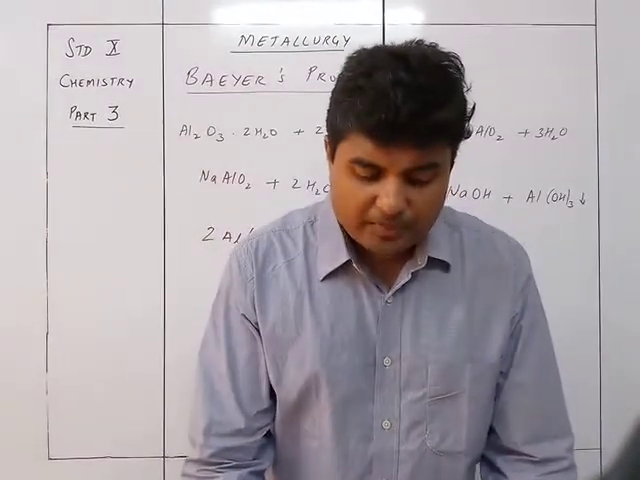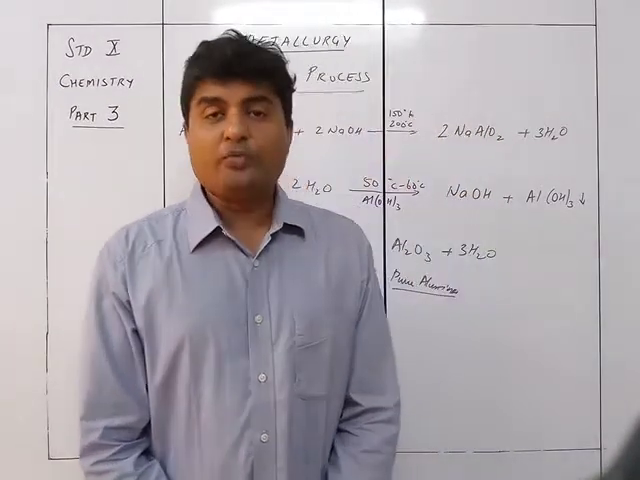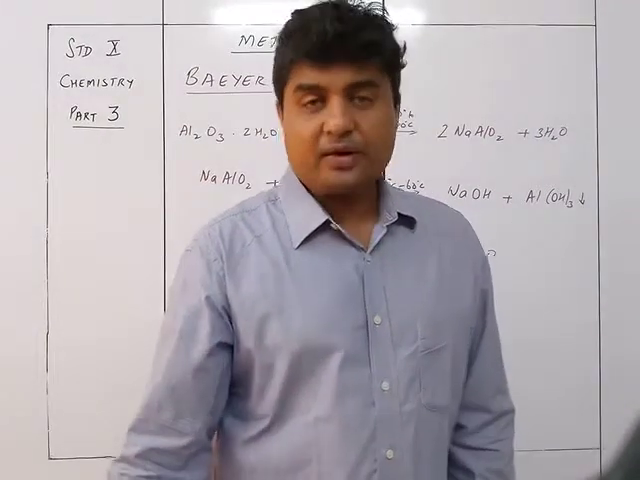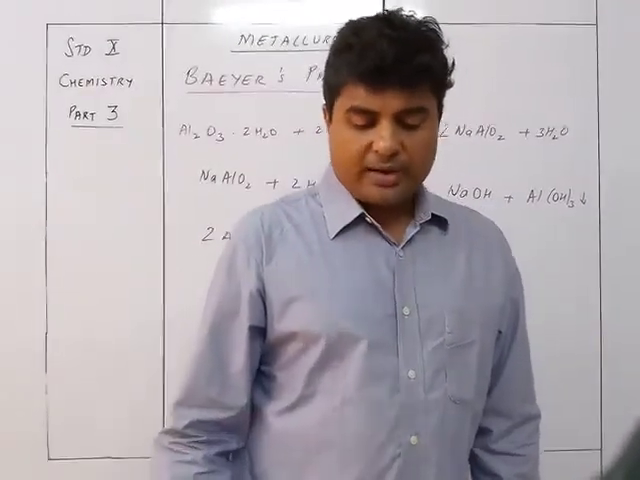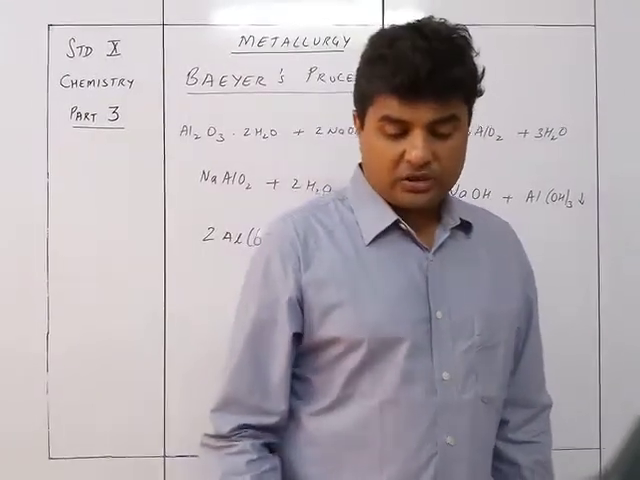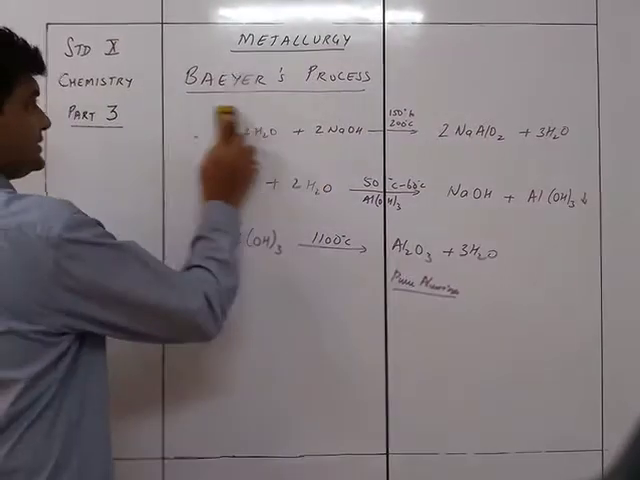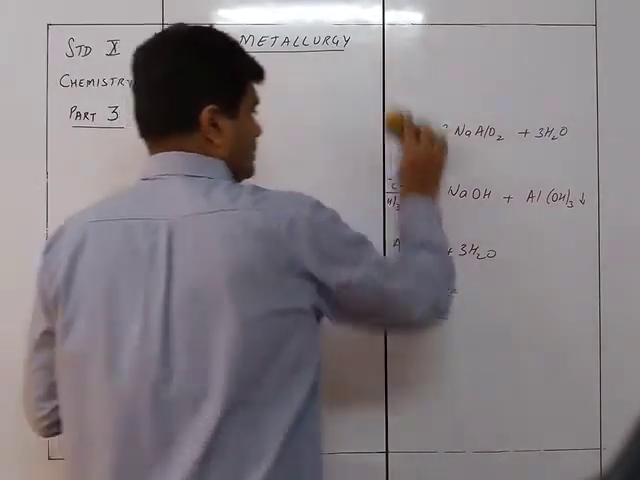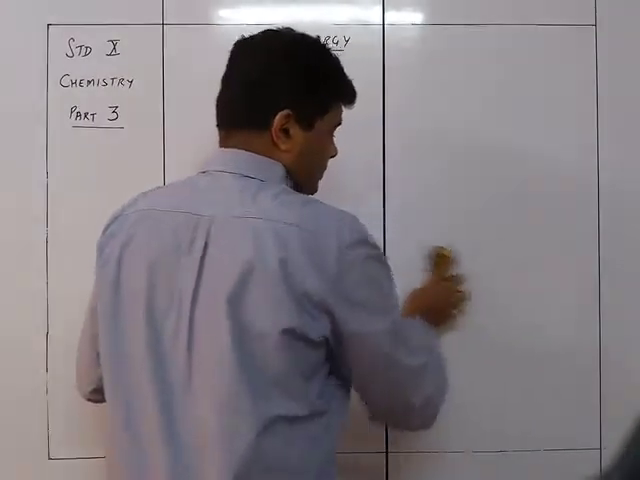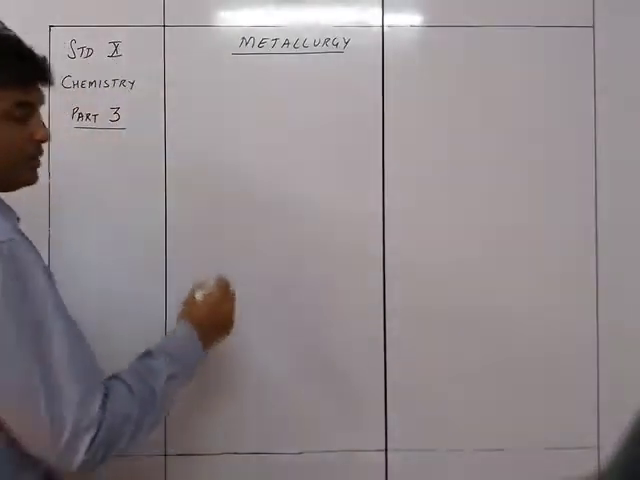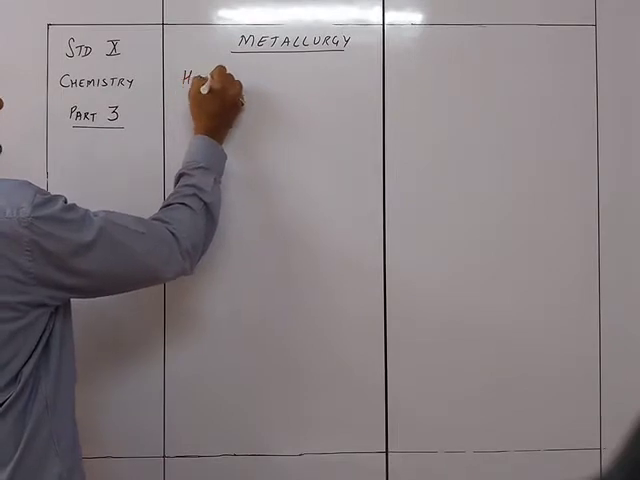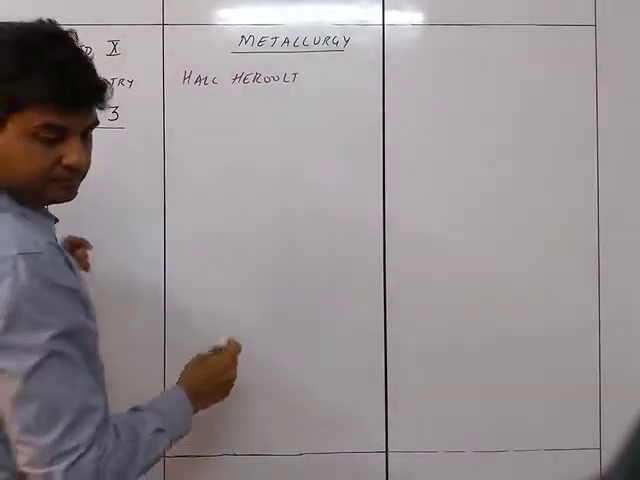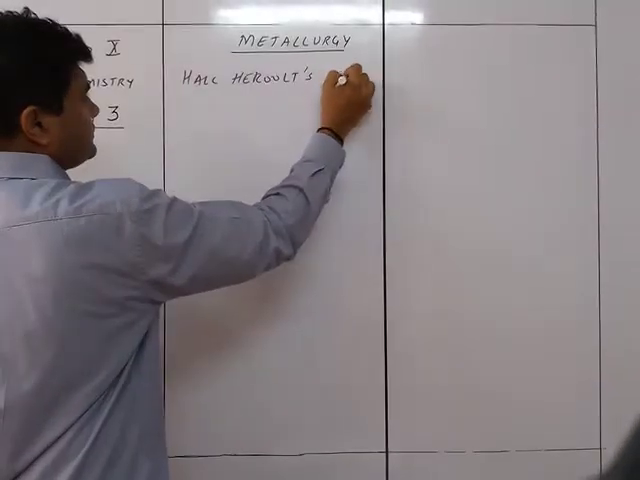Now comes the most important part, and that is called the reduction of metallic oxide into its metal, and that is by electrolytic reduction. Electrolytic, that is metallic oxide, that is called electrolytic reduction by Hall-Heroult's process. Okay, so let's take that. So what we have is the Hall-Heroult's process.